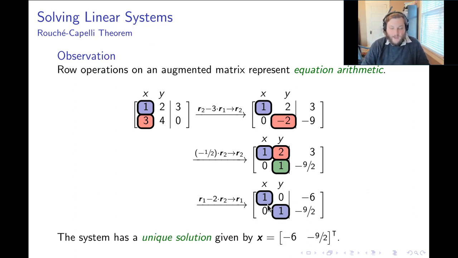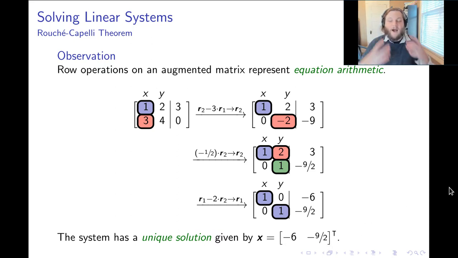Well, if we look at the reduced row echelon form here, we can do our analysis given by the Rouché-Capelli theorem. We have a consistent system because there's no pivot in the augmented column. The number of solutions is exactly equal to 1 because there are no free variables. And if we look at these two equations, the two equations are saying x equals -6 and y equals -9/2.